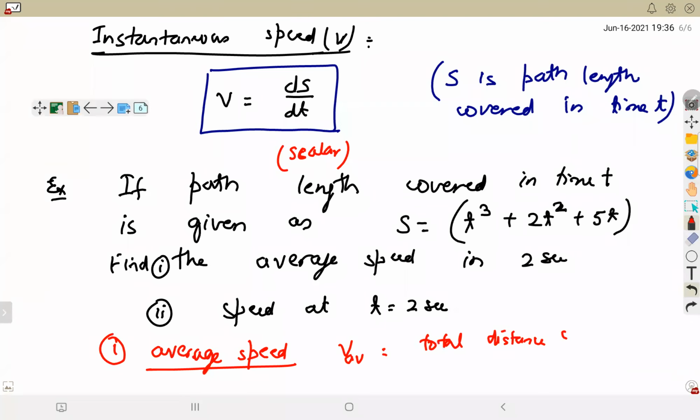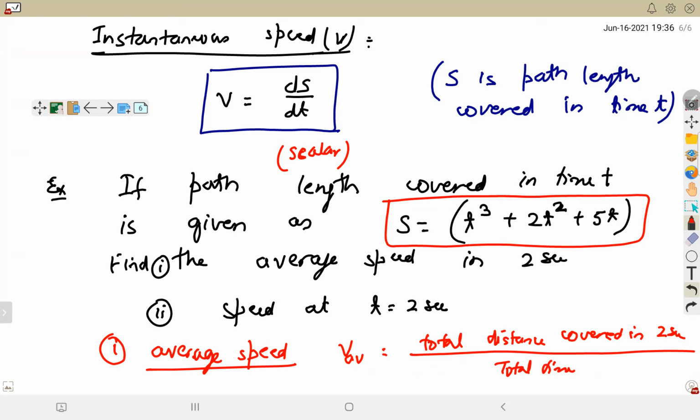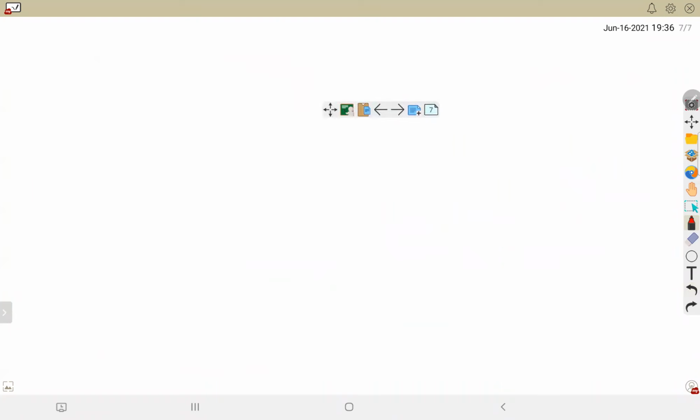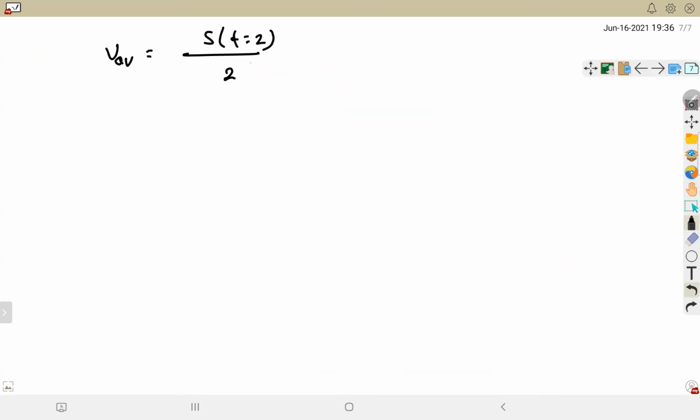Total distance covered in 2 seconds divided by total time, and time is 2 seconds. So for that, we will put t is equal to 2 in this equation, because ये equation represent करती है path length covered in time of 2 seconds. Total 2 second में जो distance covered होगी according to the equation given, we will substitute t as 2 in this formula of distance divided by total time 2.